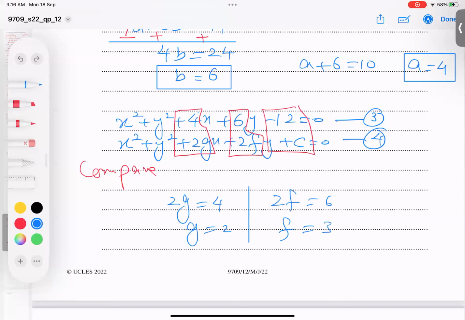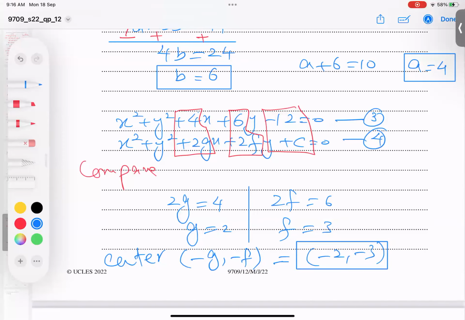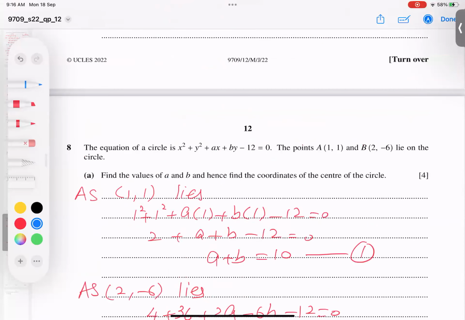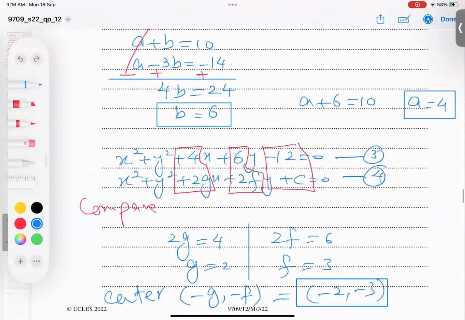But for your knowledge, the center is always negative g and negative f. So when I plug in both values here, the sign changes automatically. This positive 2 becomes negative 2. So the center turns out to be negative 2 and negative 3. Alhamdulillah rabbil alameen, I think the point is clear. And did he ask something else? Find the coordinates of the center of the circle. That's it. Okay, 4 marks done.